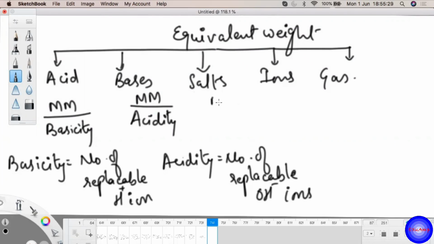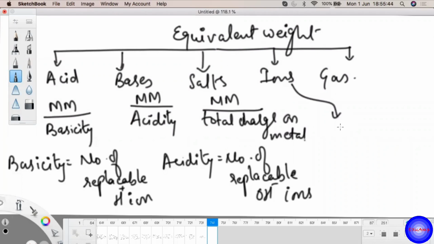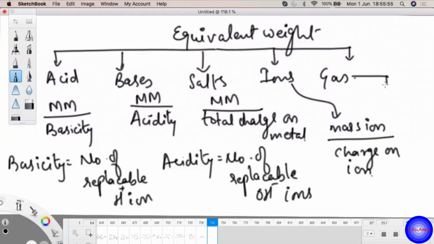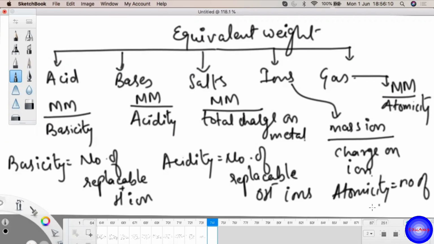In case of salt, molecular mass of salt divided by total charge on metal. In case of ions, mass of ion divided by charge on ion. In case of gases, molecular mass divided by atomicity. And what is atomicity? Atomicity is the number of atoms.